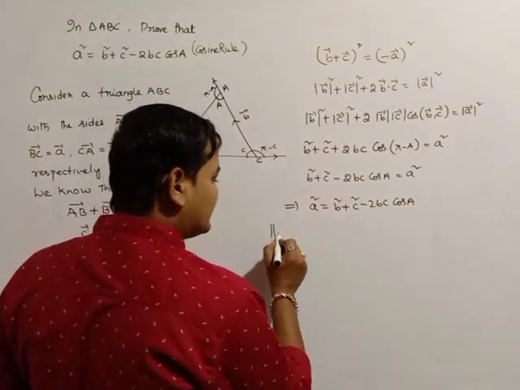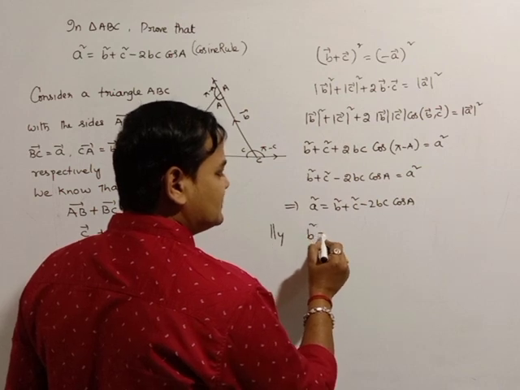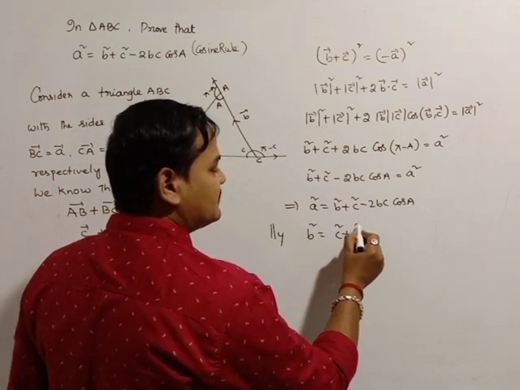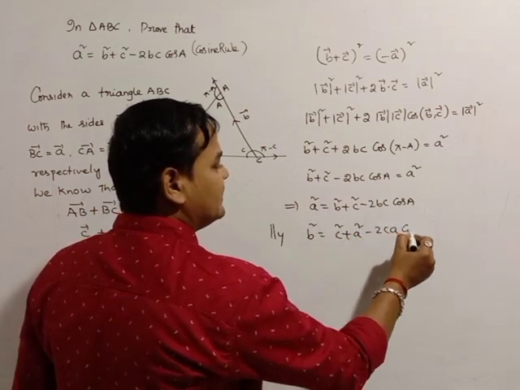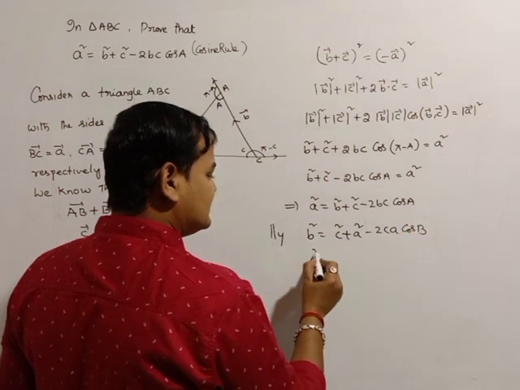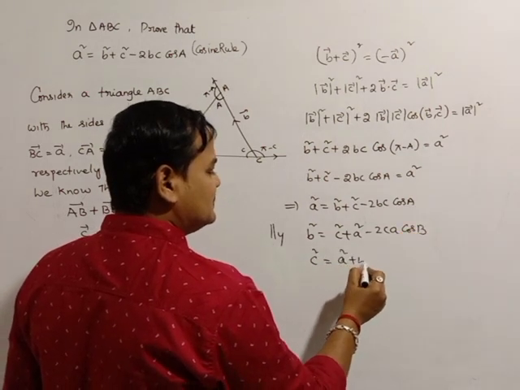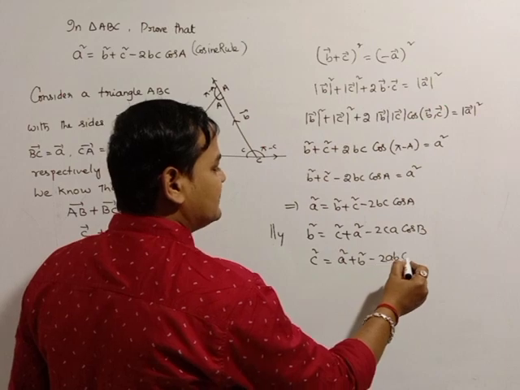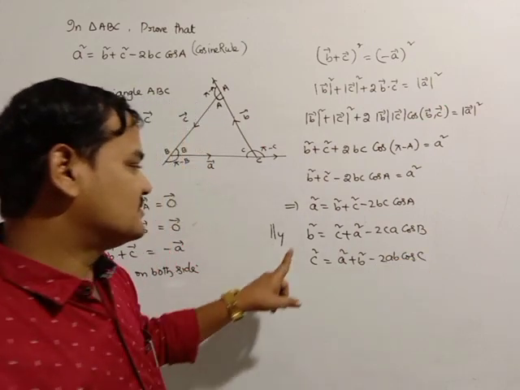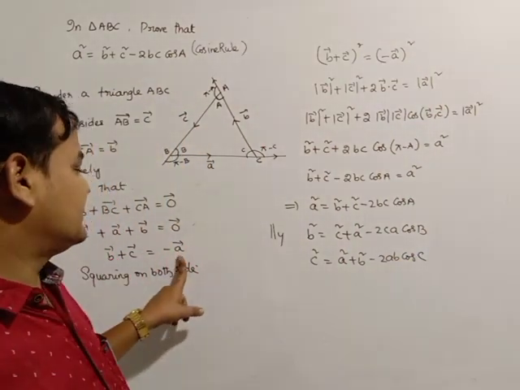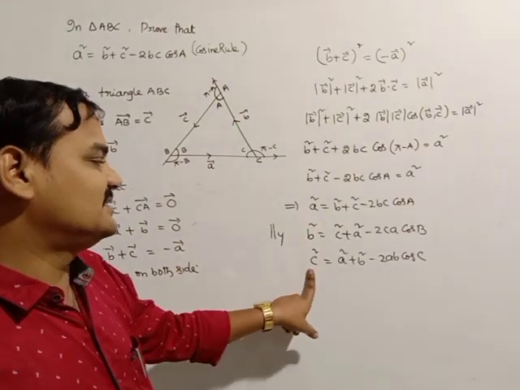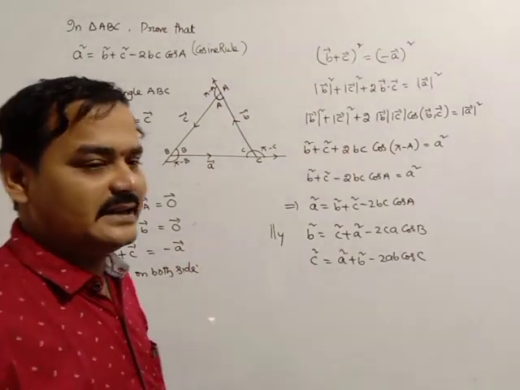Similarly, the remaining ones can also be proved. Similarly, B square is equal to C square plus A square minus 2CA cos B. Again, C square is equal to A square plus B square minus 2AB cos C. Suppose the question asks for this, then you need to take minus B bar here. Suppose it asks for the other, you need to take minus C bar.